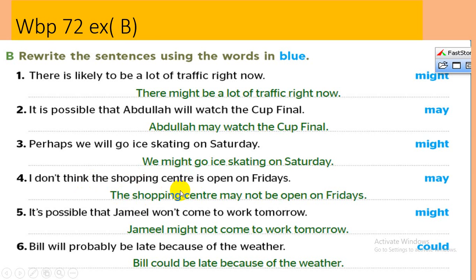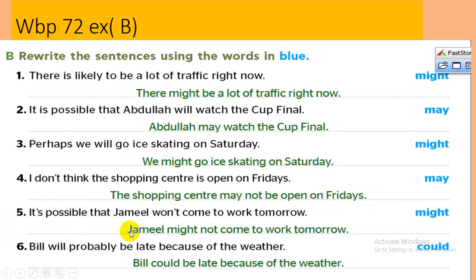I'll try to explain this one again to make sure that you understand this one well. Then I put may. After that, I add the not open on a Friday. We should keep the meaning as it is. So don't think gives us the same meaning. May not open on Fridays.